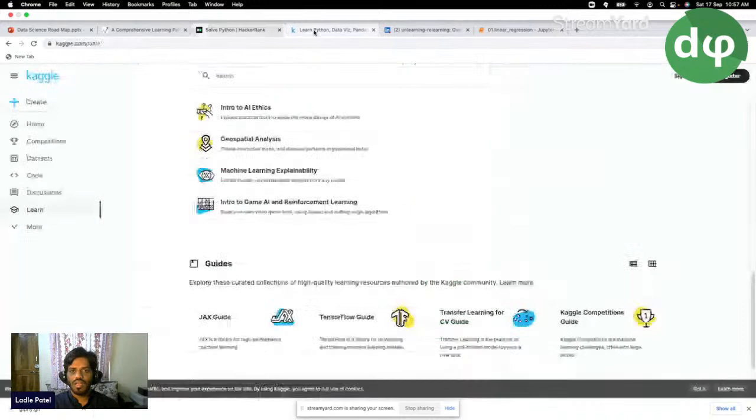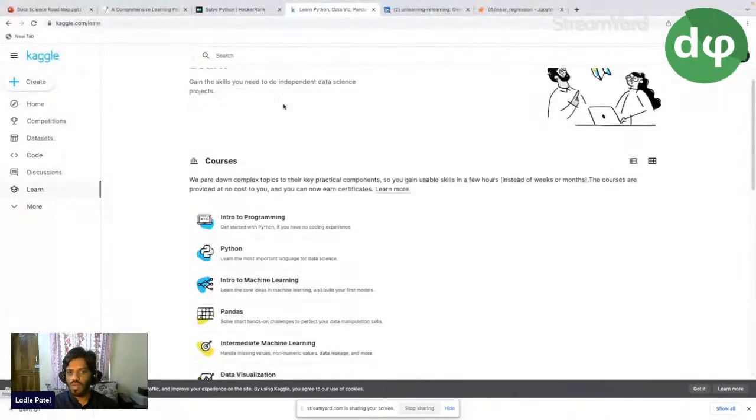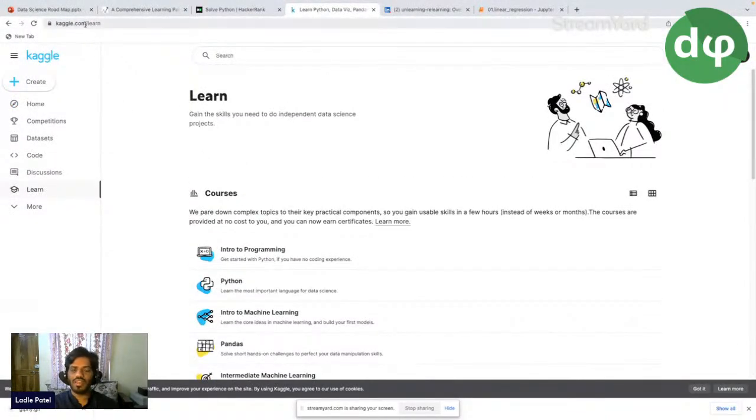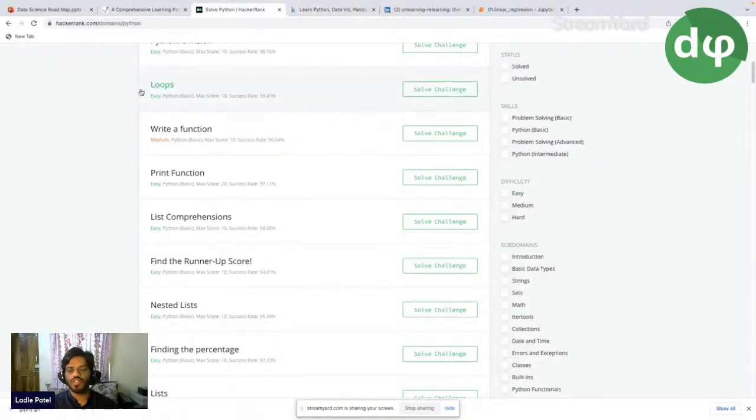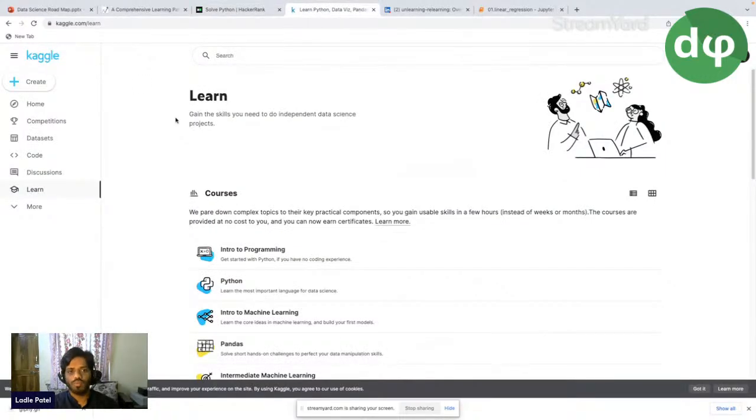Kaggle is again a very good platform. For those who don't know Kaggle, it is a Google company. It's for competitive programming, right? To solve problems, to crack big companies, to improve our problem-solving skills, there are platforms like HackerRank or LeetCode. So this is like a competitive platform for data scientists.